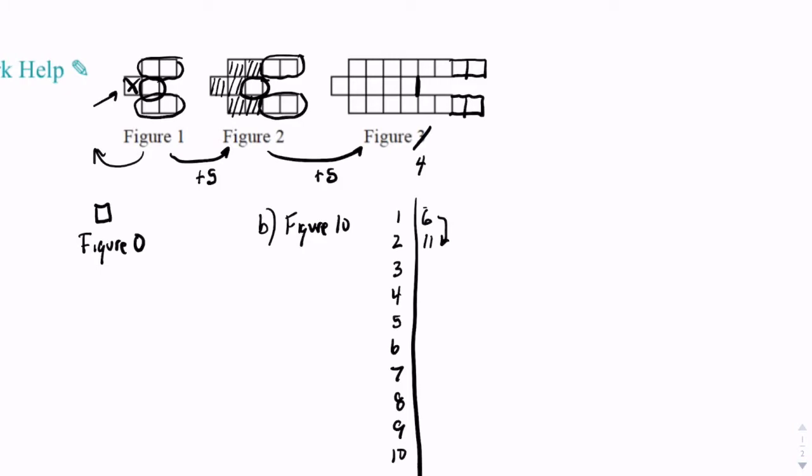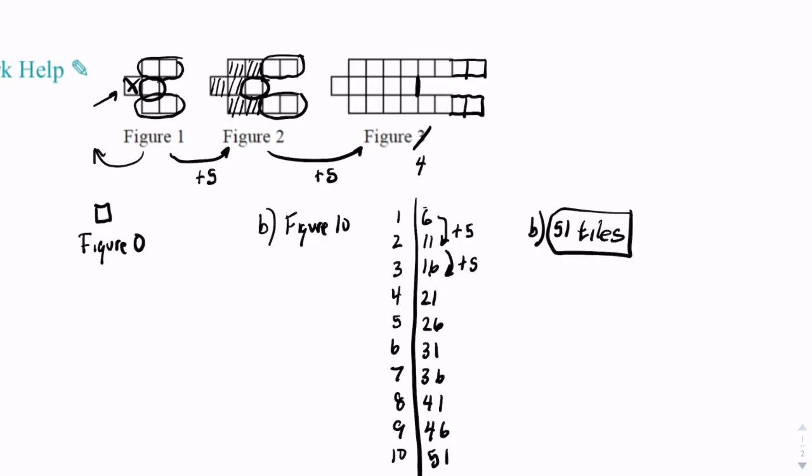And we know the rule is we're adding 5 every time, because we're adding 2 on the top, 2 on the bottom, and 1 in the middle. So if I just keep adding 5 in my head, I get 16, 21, 26, 31, 36, 41, 46, 51. So for B, the answer would be 51 tiles. And how do I know this? The way I know this is we're adding 5 tiles for every sequential figure.